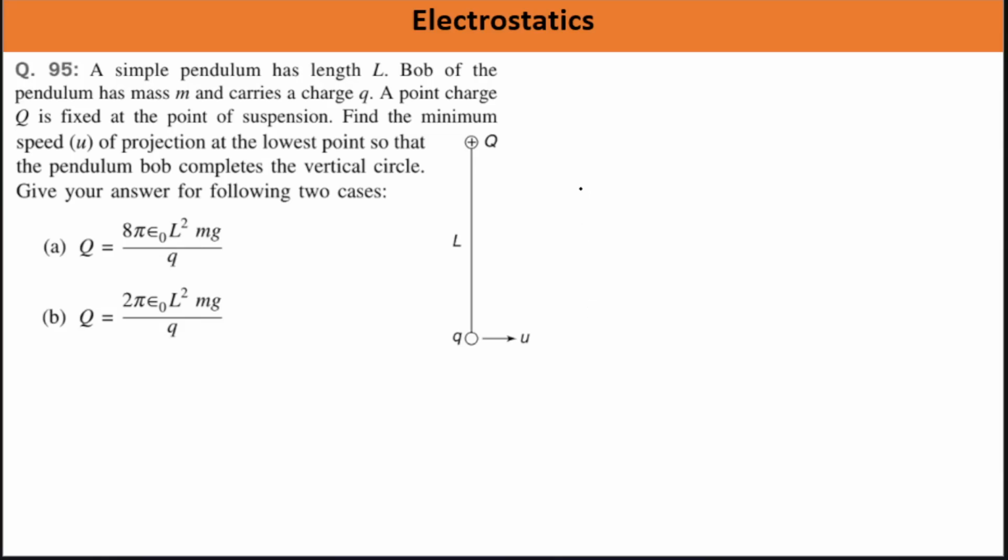Let us for now navigate through this question, and this is going to be a mix of electrostatics and mechanics. Here we are talking about the minimum velocity that should be given to the bob at the bottom so that it can complete the vertical circle.